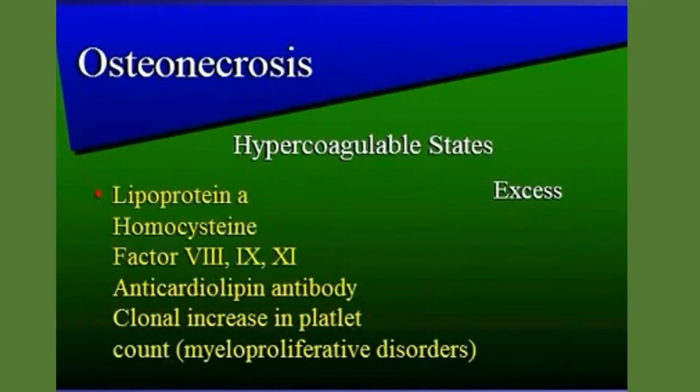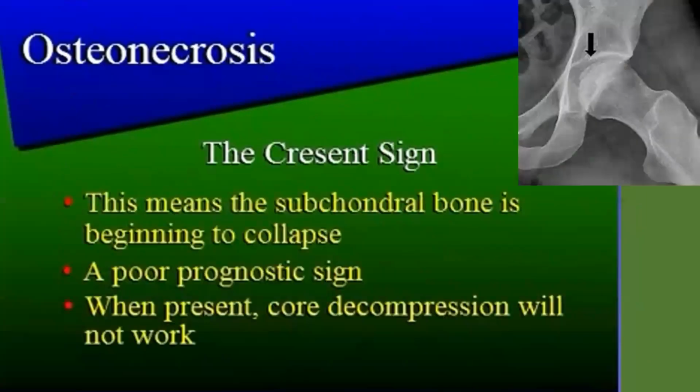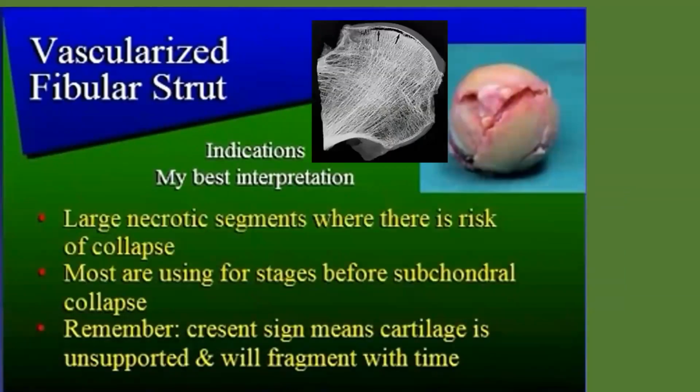Hypercoagulable states, don't forget them, you have to know them, and know the parts of the Steinberg classification, and know the crescent sign. This is in the slide above the X-ray. It shows you a typical one, and the larger it is, the more collapse you'll have, and you'll end up with degeneration. Prior to this, you can do non-arthroplasty techniques, but once this occurs, you have no choice.